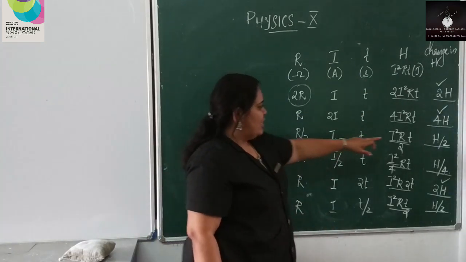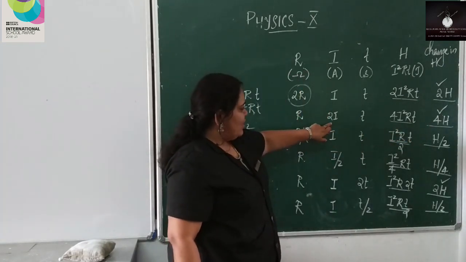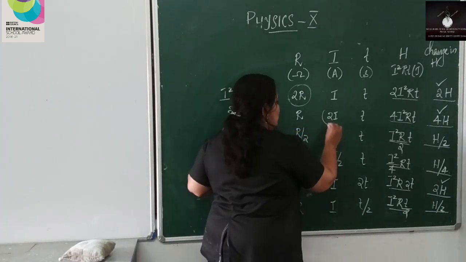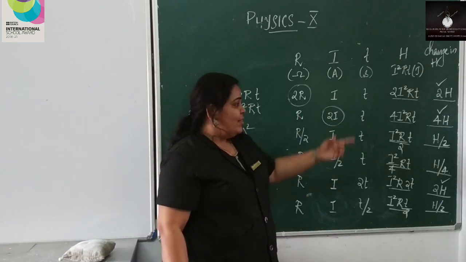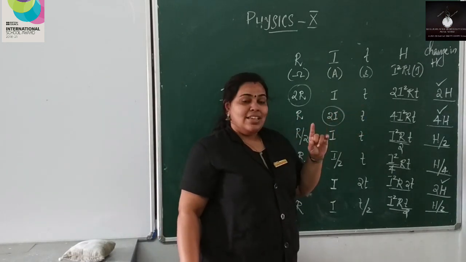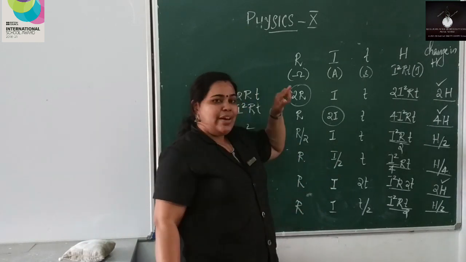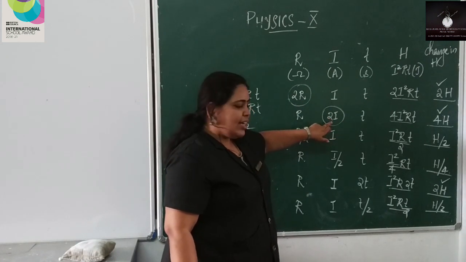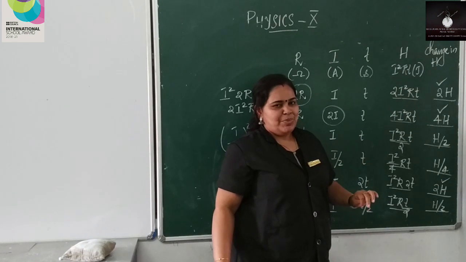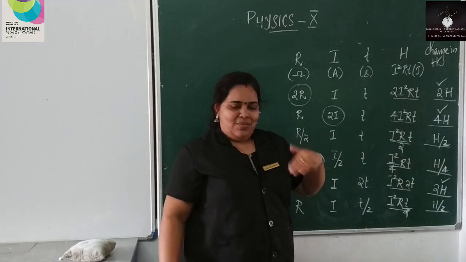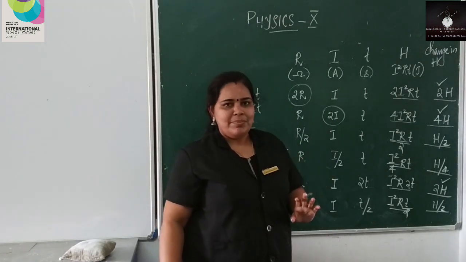Take the next case. Here it is 4H. Look at the resistance, current and time. Yes, here the current is 2I. When the current is doubled, heat increases by 4 times, because it is I square RT. So from this we can understand that when current increases, heat produced also increases.